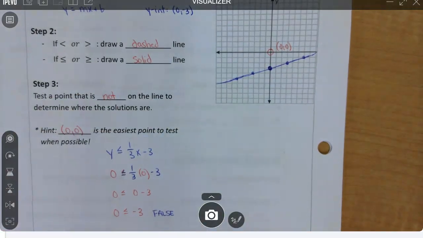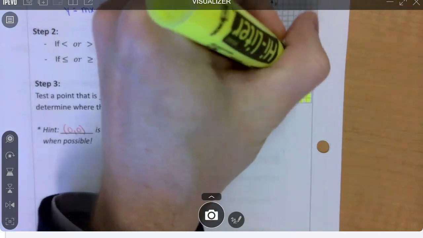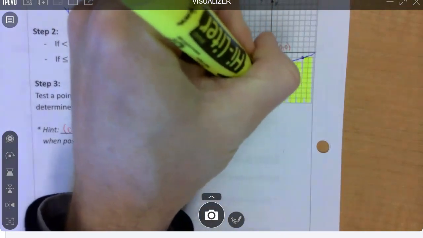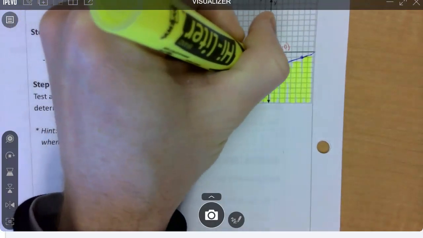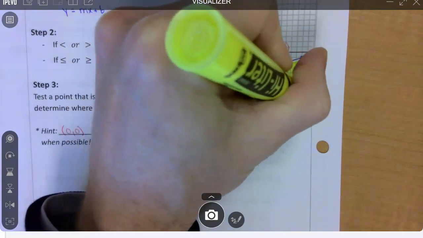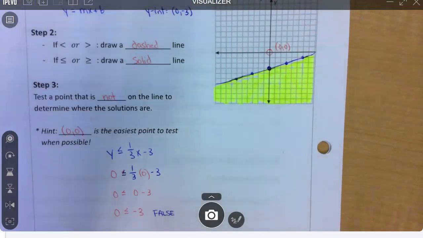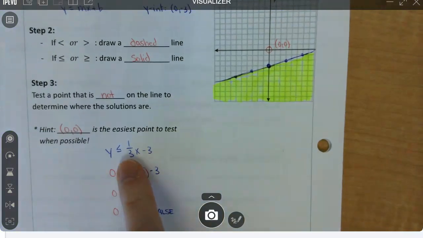But then what that does tell us is everything below the line does work. So all of this area right here is my solution. And by my solution, what that means is pick any point in this shaded area. Any single point you want, it will make this inequality true.